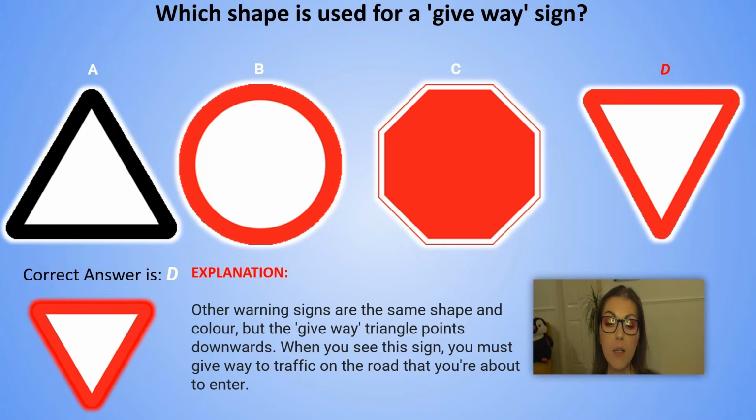Explanation. Other warning signs are the same shape and color, but the giveaway triangle points downwards. When you see this sign, you must give way to traffic on the road that you are about to enter.